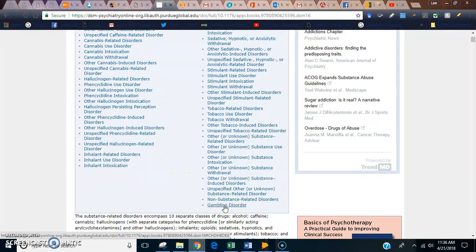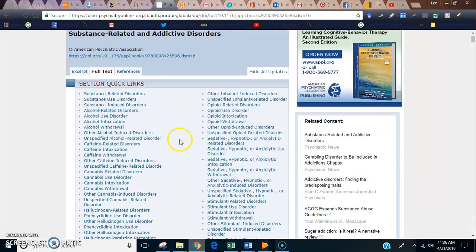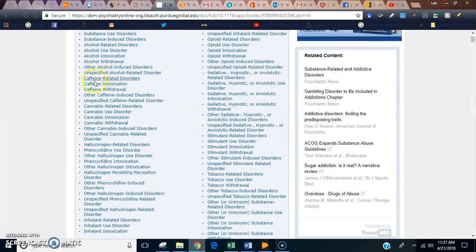They're going to talk about gambling disorder. They're going to mention the word addiction and gambling disorder. But that's pretty much it. But note that they call it addictive disorders, but you're not going to see the word addiction. That's pretty much it. But here you see that they have categories.